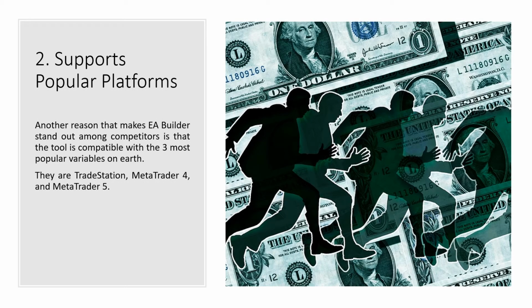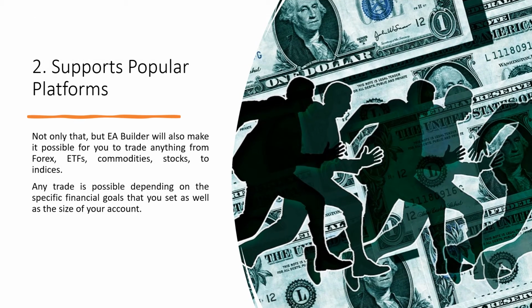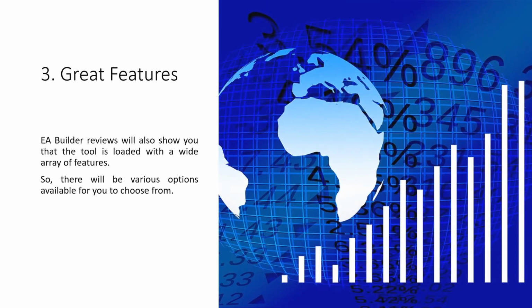2. Supports popular platforms. Another reason that makes EA Builder stand out among competitors is that the tool is compatible with the 3 most popular platforms on Earth. They are TradeStation, MetaTrader 4, and MetaTrader 5. Not only that, but EA Builder will also make it possible for you to trade anything from Forex, ETFs, commodities, stocks, to indices. Any trade is possible depending on the specific financial goals that you set as well as the size of your account.